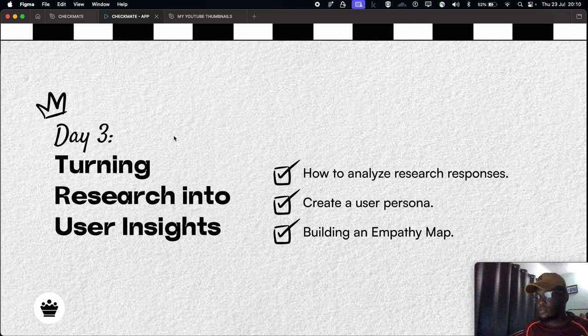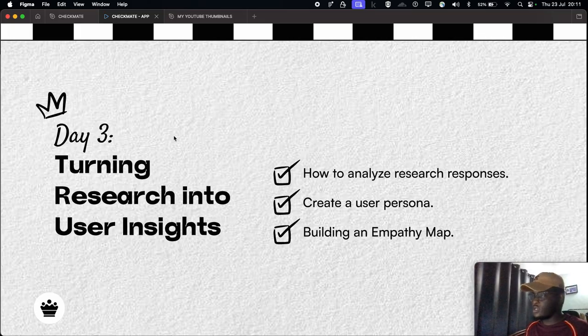assuming you have done that assignment or that task, right, this is how you can now analyze responses. So when you actually get a response, maybe you sent a Google form, for instance, and you want to analyze that response you have gotten, how do you do it? And I will be teaching us the practical, not just theoretical. I'll be showing us how it's actually done.